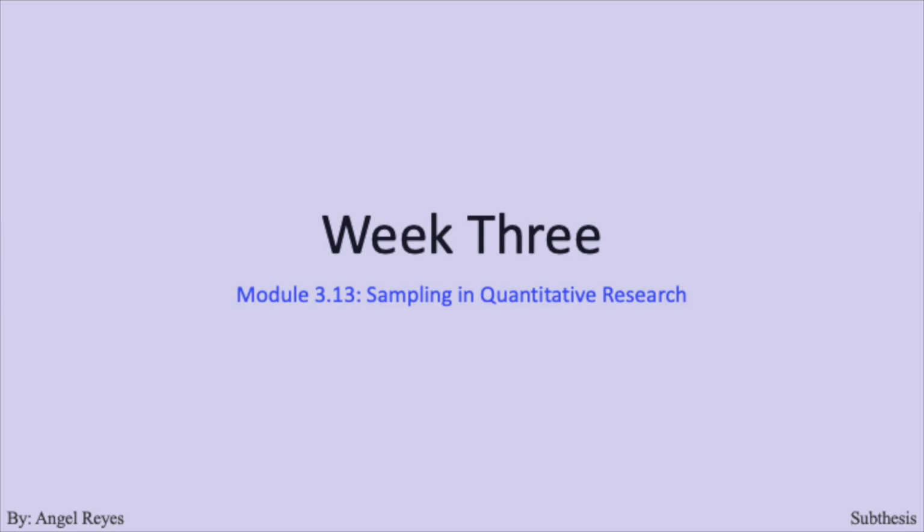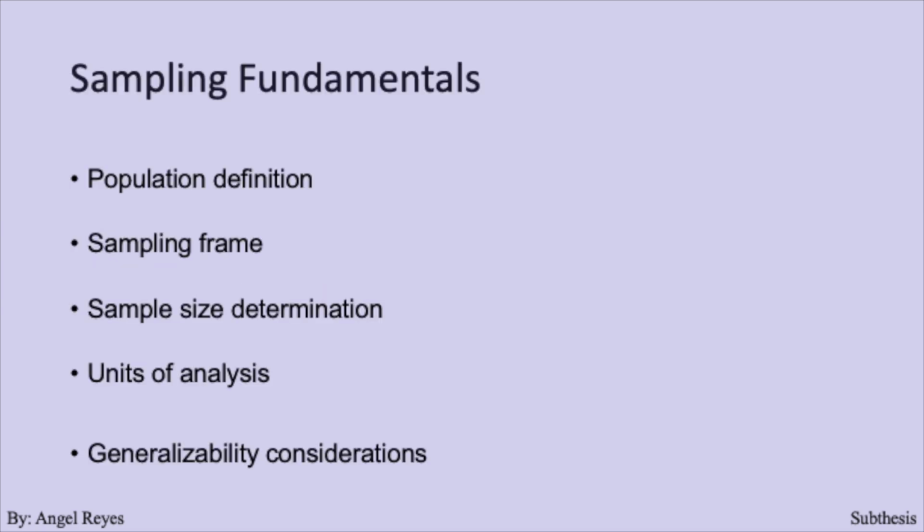Effective sampling begins with clearly defining the target population, the entire group to which you want to generalize your findings. The sampling frame is the actual list or resource from which you'll select participants, which should align closely with your target population. Sample size determination involves statistical calculations based on desired precision, anticipated effect sizes, and available resources.